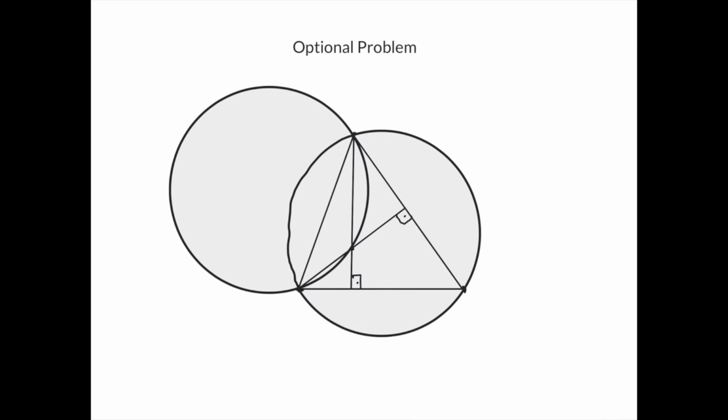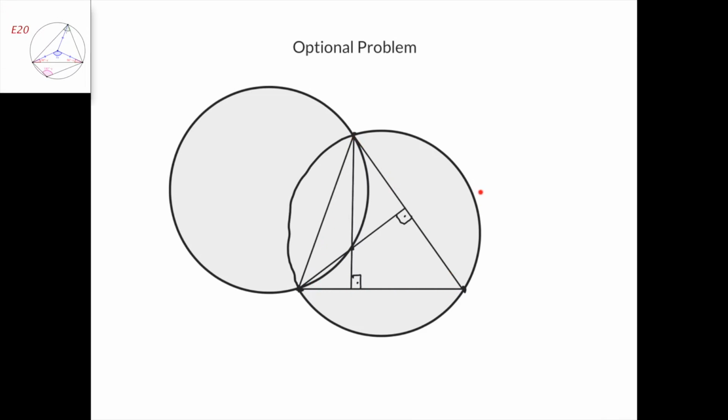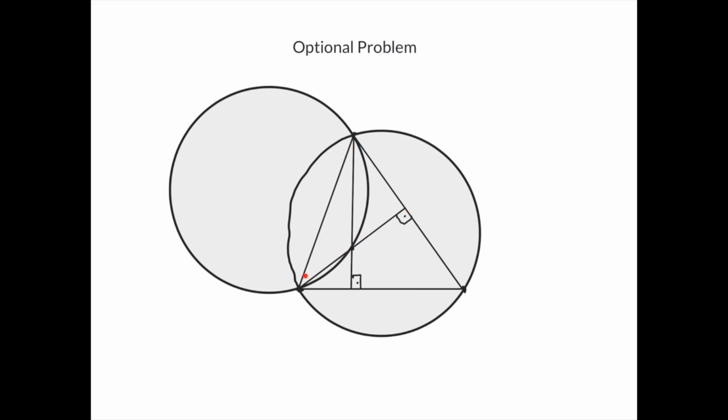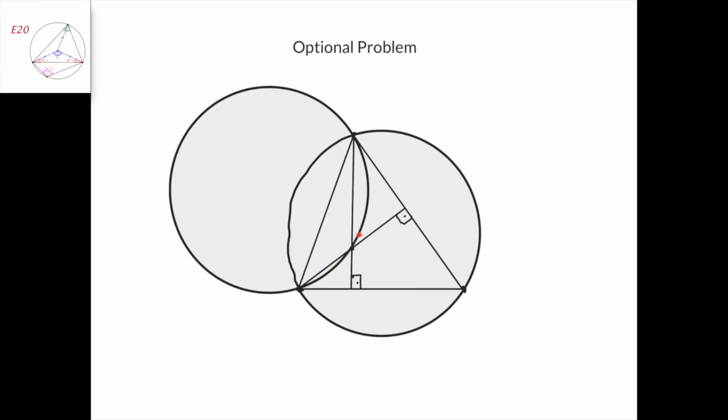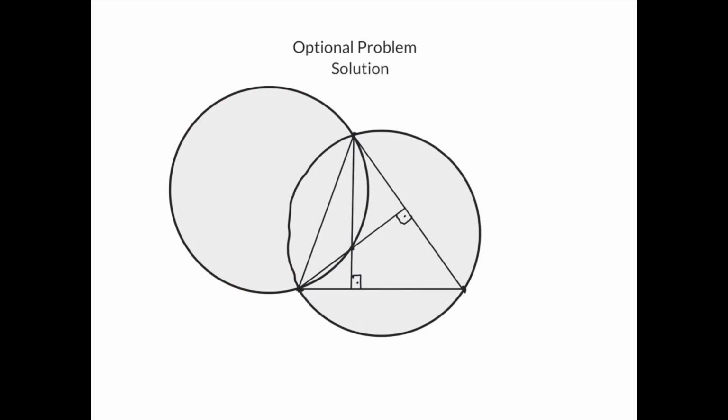This is the optional problem. We have a triangle and its circumcircle, and these are two of the altitudes in the triangle. They form this triangle here, and we take its circumcircle, so the circumcircle of this triangle. We need to prove that this circle and this circle have equal radii, and here's the solution.